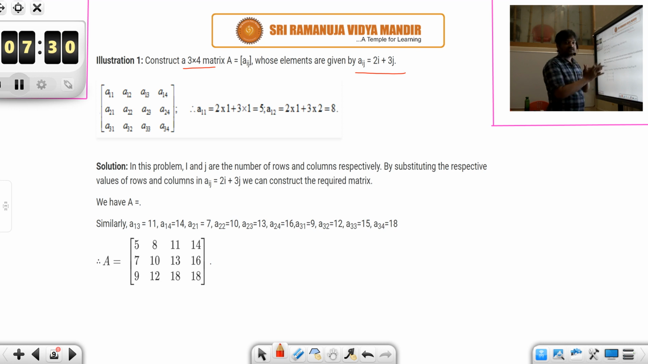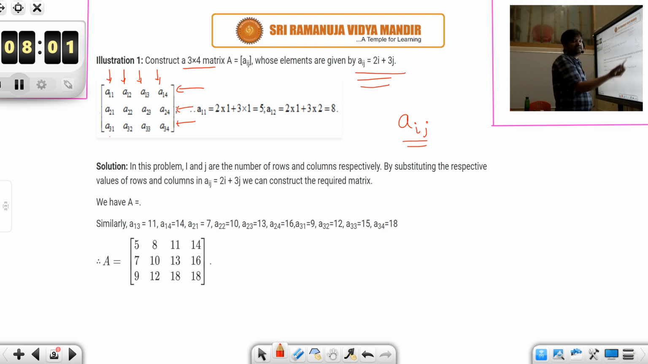See, here you need to construct a 3 by 4 matrix. So in a 3 by 4 matrix there will be 3 rows and 4 columns, right? So there are 4 columns. So in total you need to construct all these 12 elements. Now how to construct these 12 elements? We know that each element is of the form Aij. I will be the corresponding row number and J will be the corresponding column number. But here Aij is given in terms of I and J. They have given you a linear relation between I and J. So Aij, they have given it as 2 times I plus 3 times J.